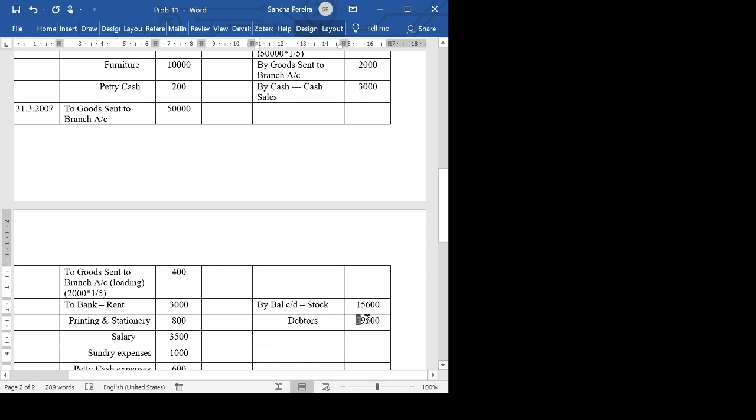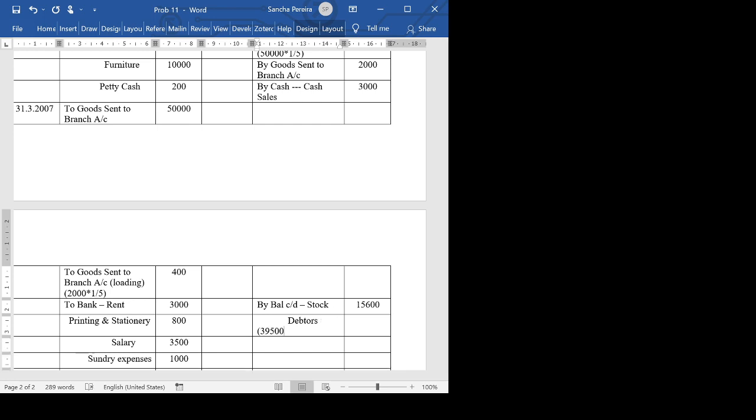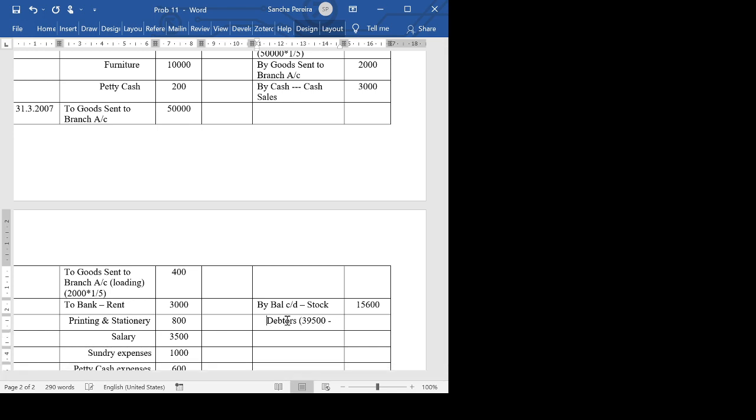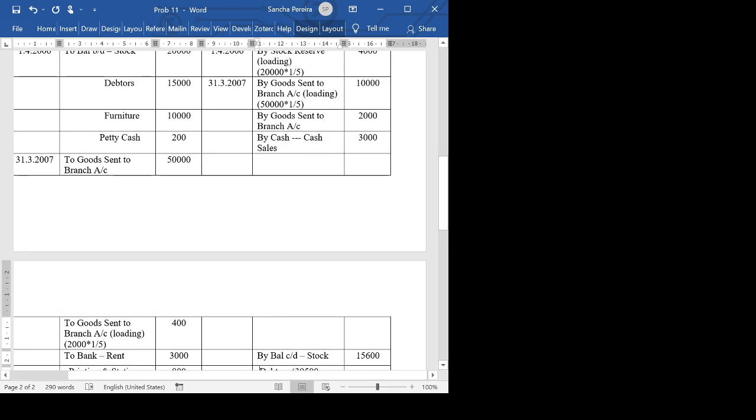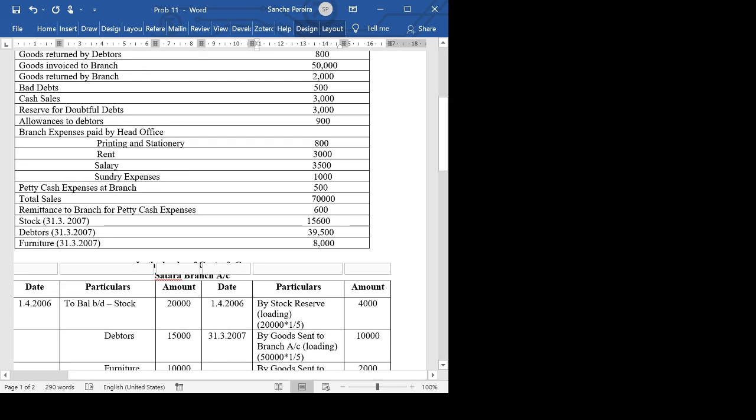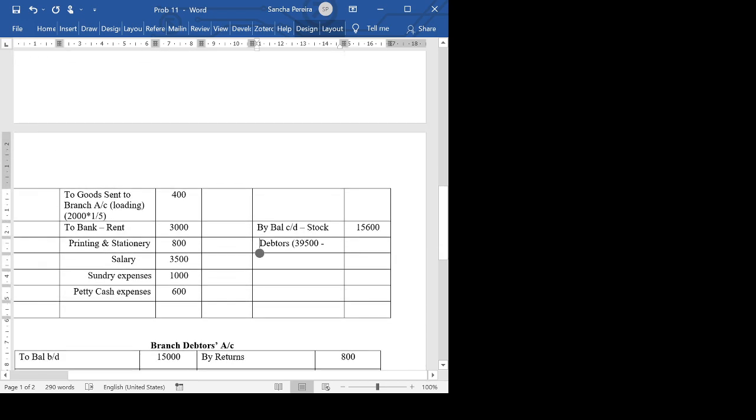Sorry, debtors, I'm not going to write this here. We have a small, I'll come back to this, why I've written it that way. And we have furniture, which is 8,000. And we will also have to find out the petty cash. Petty cash we will have to find out.